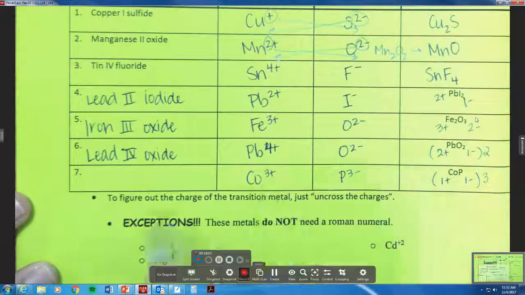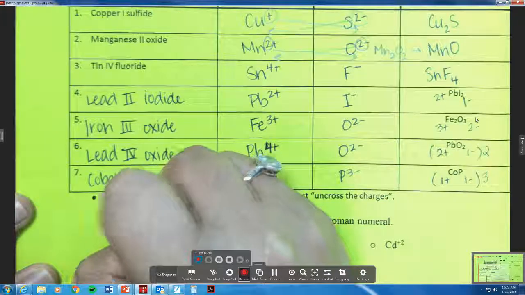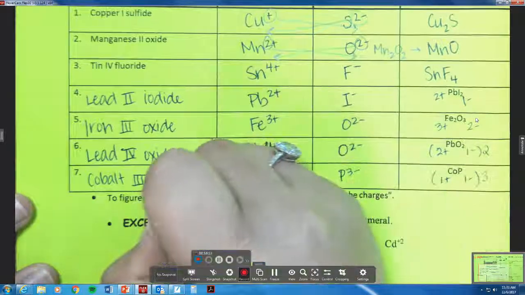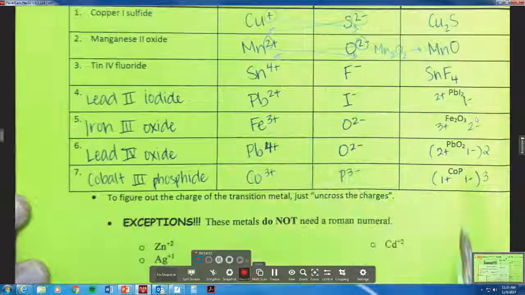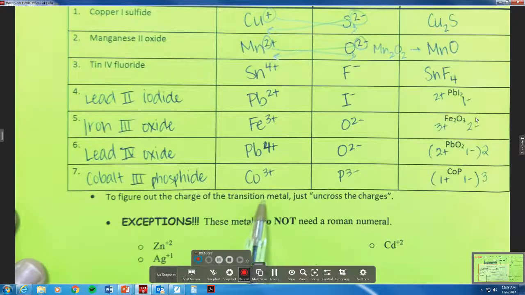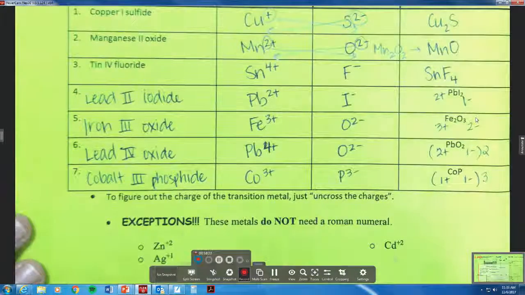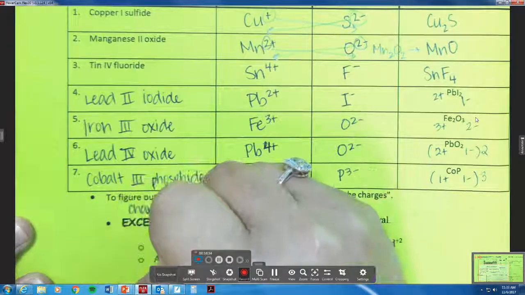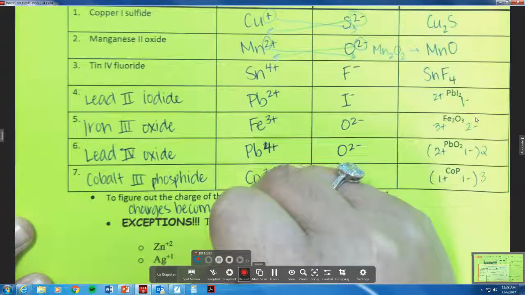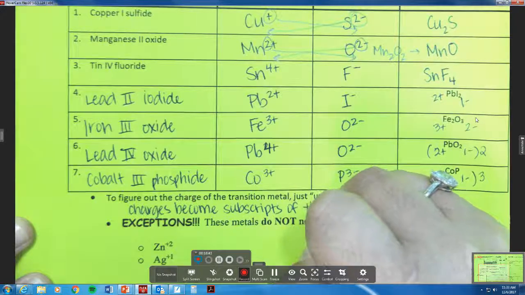So the name of this compound ends up being cobalt 3 phosphide, with P being phosphorus. Again, to figure out the charge of your transition metal, just uncross your charges. Remember your crisscross rule: charges become subscripts of the opposite element.